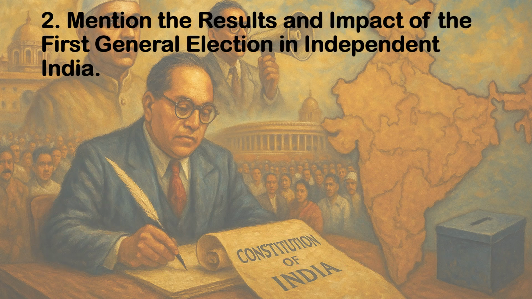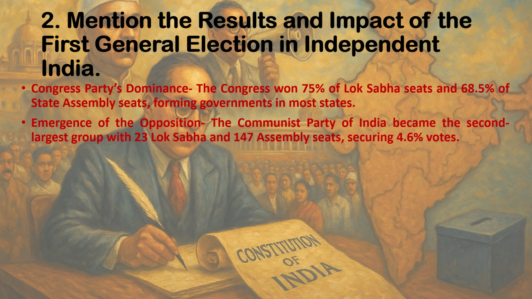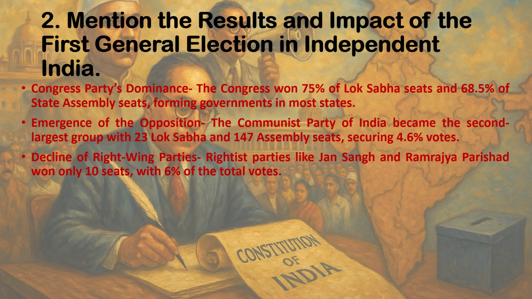Mention the results and impact of the first general election in independent India. The Congress won 75% of Lok Sabha seats and 68.5% of the state assembly seats, forming governments in most states. The Communist Party of India became the second largest group with 23 Lok Sabha and 147 assembly seats, securing 4.6% votes. Rightist parties like Jana Sangh and Ram Rajya Parishad won only 10 seats with 6% of the total votes.